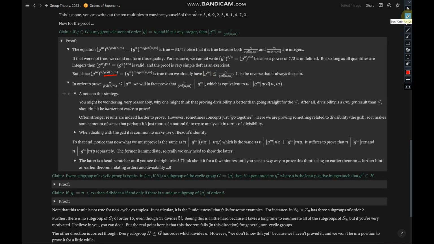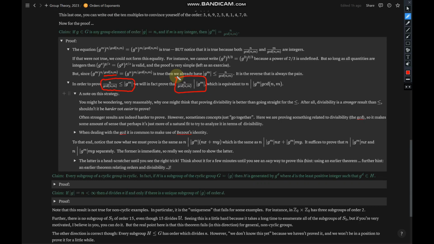Now, in order to prove the reverse, we will prove that in fact divisibility holds, which might be a little bit surprising because after all, divisibility is a stronger result than merely being less than or equal to. And you might think, well, why would we prove a stronger result? Aren't those usually harder? And we don't need all of that for our current purposes.